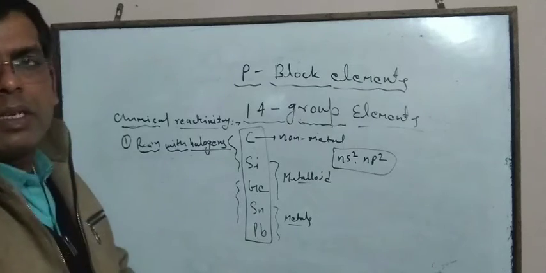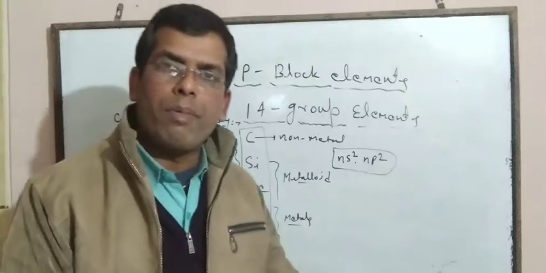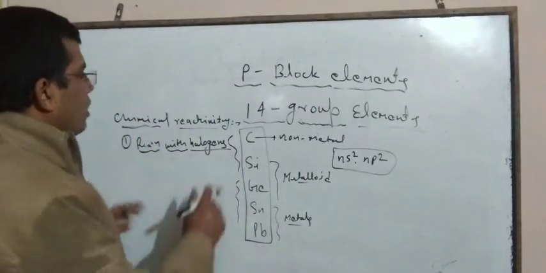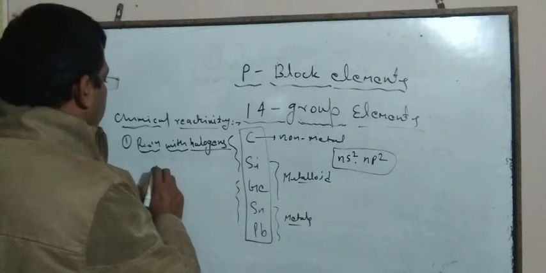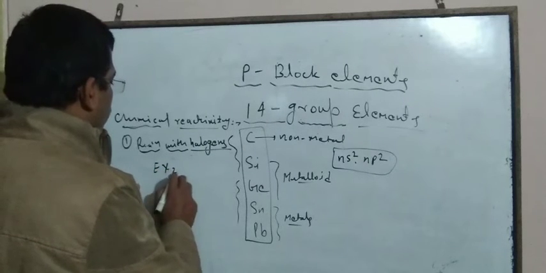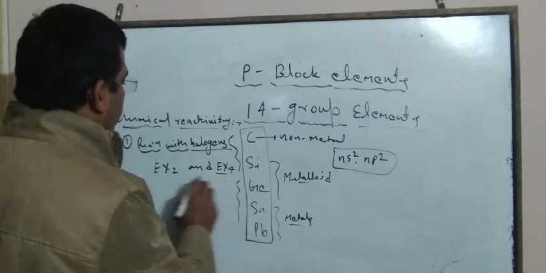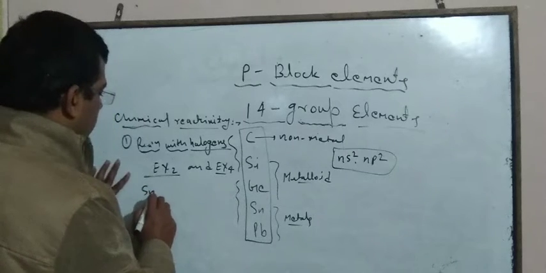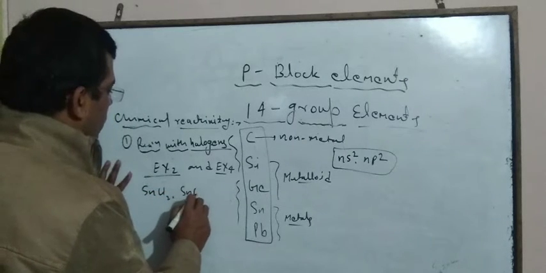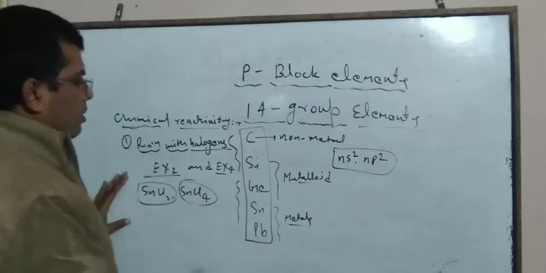Group 14 elements react with halogens to form EX2 and EX4 type of halides. Like tin can form SnCl2 and SnCl4 type of chlorides.